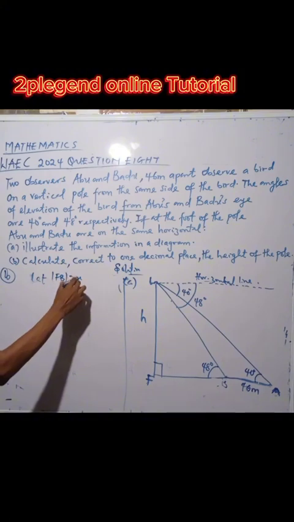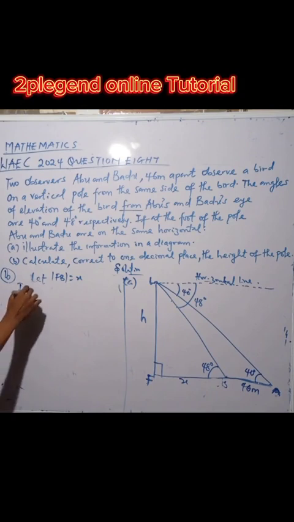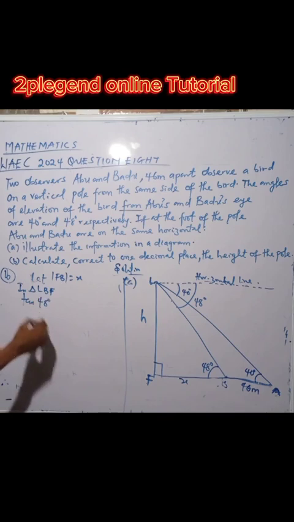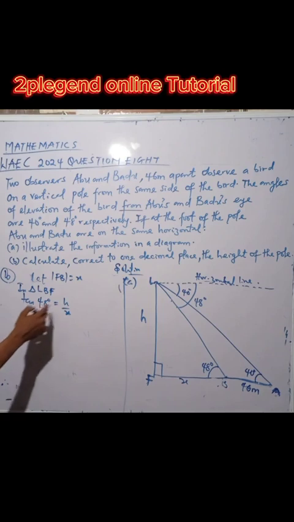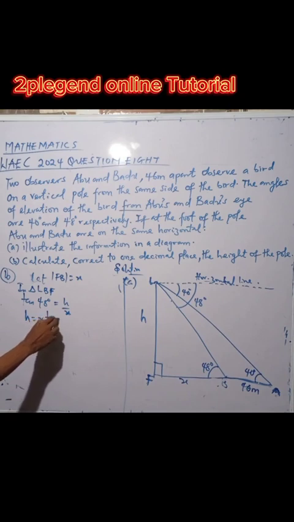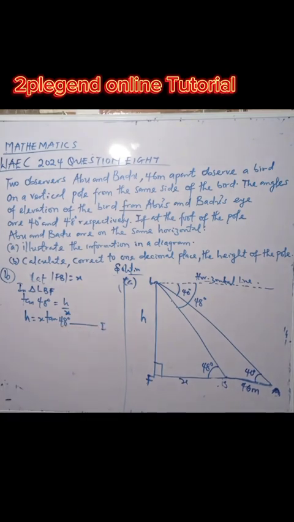If line FB is equal to x, in triangle LBF, our tan 48 degrees is equal to H over x. So make H the subject of the formula. If you make H the subject of the formula, you have H is equal to x tan 48 degrees. Call this equation 1.